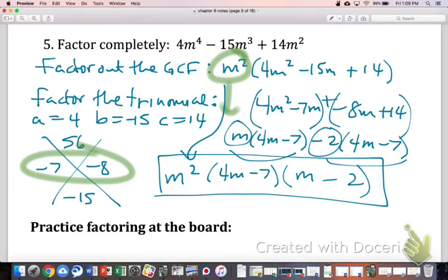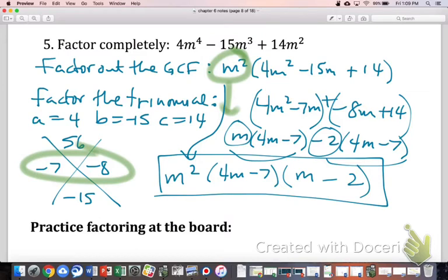And then did you see what she did in her box? She's got 4m cubed minus 7m squared. How would you describe what she did? That's right. Correct. She distributed the m squared back in. And so what she has there is not wrong. She just didn't completely factor it, right?